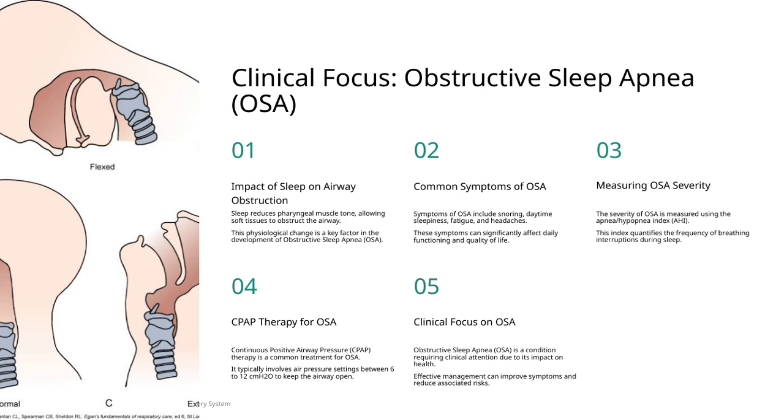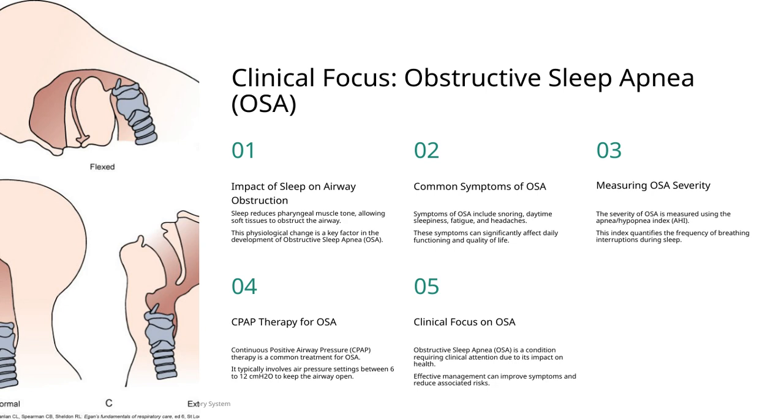We measure the severity of OSA using what's called the Apnea-Hypopnea Index, or AHI. This index tells us how often breathing is interrupted during sleep, whether through complete pauses or shallow breaths. It helps us understand how serious the condition is. Patients with OSA often experience symptoms like loud snoring, feeling very sleepy during the day, fatigue, and even headaches. These symptoms can really interfere with daily activities and overall quality of life, so recognizing and addressing them is crucial.